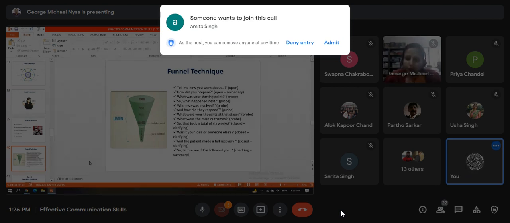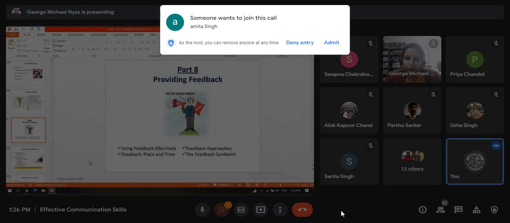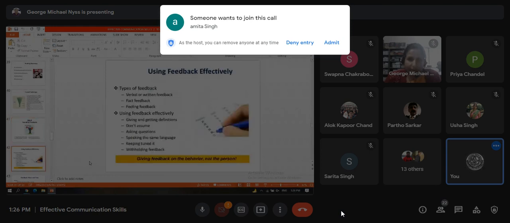Next part is providing feedback. How do we provide feedback? So let us see. Using feedback effectively. Types of feedback, that is verbal or written feedback, fact feedback, feeling feedback. Next is using feedback effectively, giving and getting definitions. Don't assume, asking questions, speaking the same language, keeping tuned in, withholding feedback.